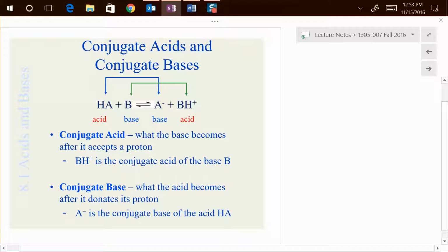Okay, so you can see this is the conjugate acid-base pair. This is the base-acid pair. Okay? Those are the conjugates.